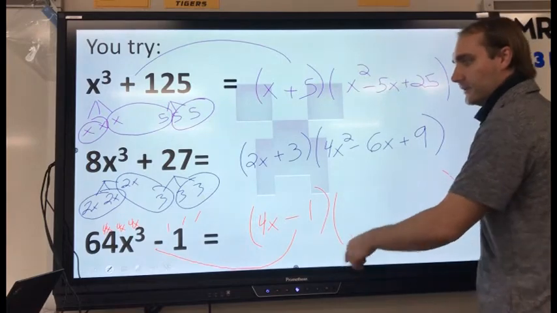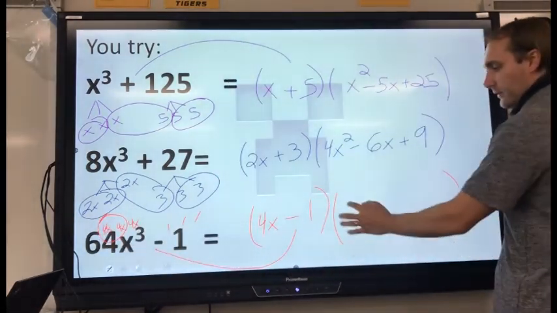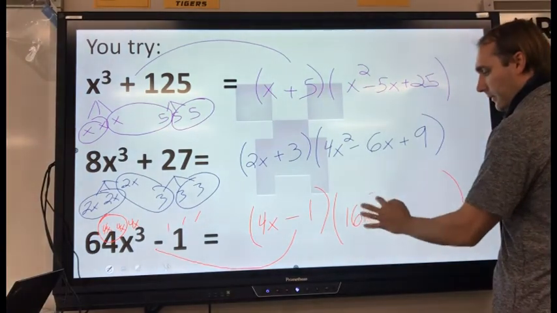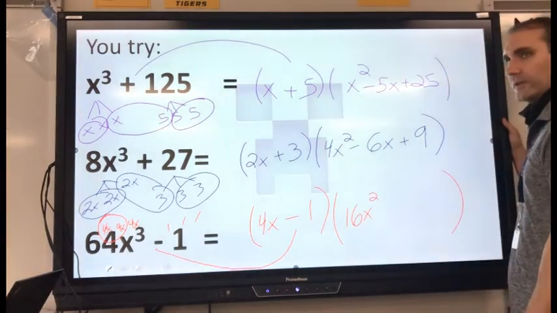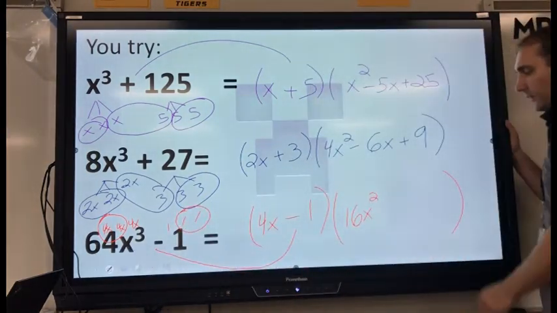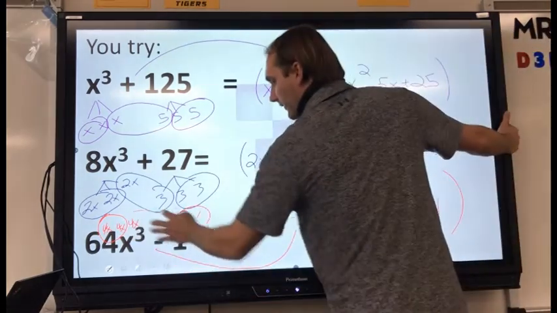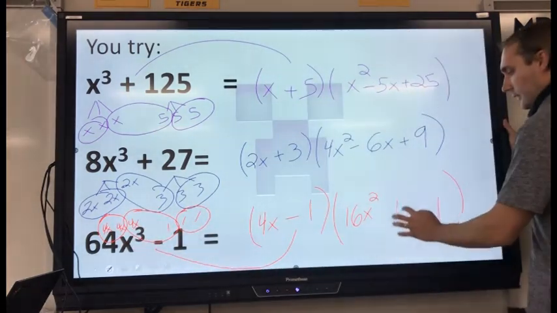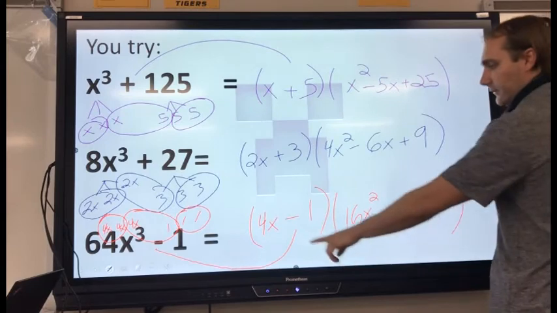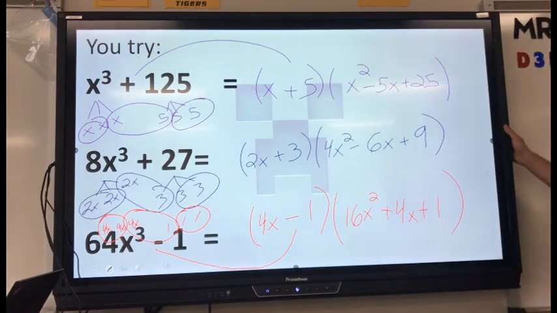Second part. Circle 4x times 4x. Did you get 16x squared? Hope so. Some people have been putting 8x today. It is 4 times 4. Last 2. What is 1 times 1? That's a 1. And in the middle, 4x times 1 is 4x. Have I already used my negative? I have. So the rest of these are going to be a plus. There you go. Check your work.